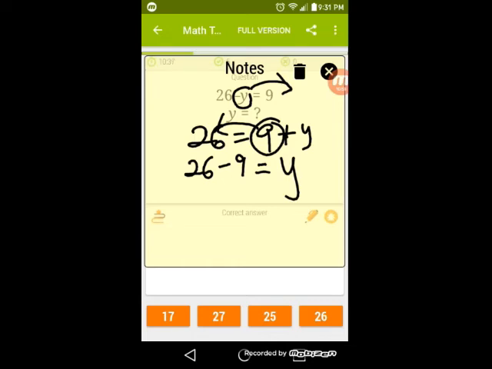This 9 was positive 9 on the right side. Taking it to the left, it's become minus 9 here, see? And so if you do that, simplify, is equal to 17. 26 minus 9 is equal to 17. y is equal to 17, in other words.